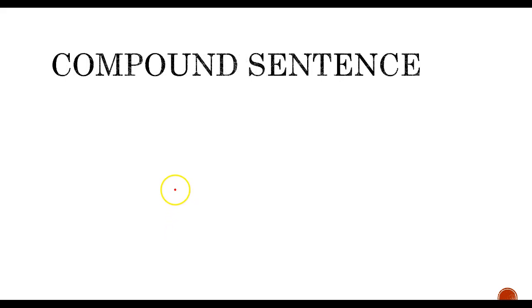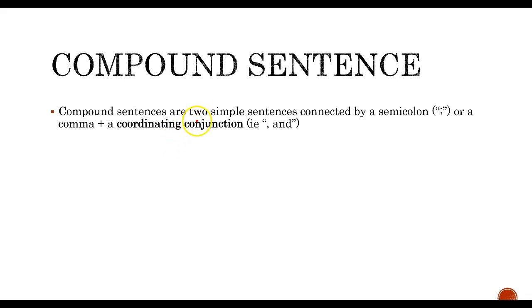The compound sentence is the second type of sentence. A compound sentence is basically two simple sentences connected by either a semicolon, it's kind of confusing the way I put it, the semicolon, or a comma and a conjunction, such as comma and.